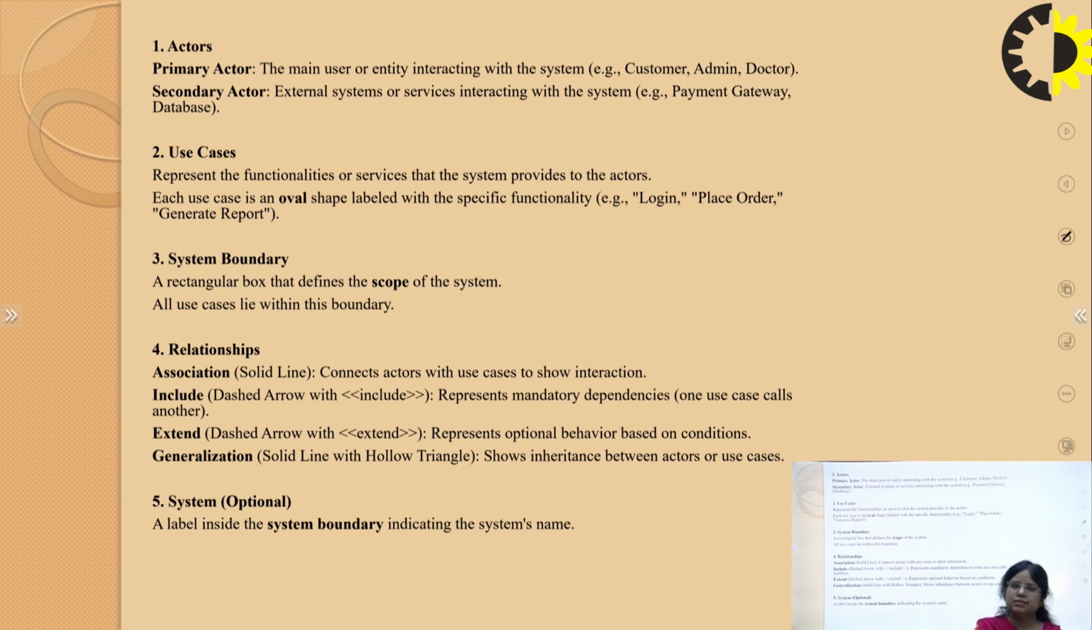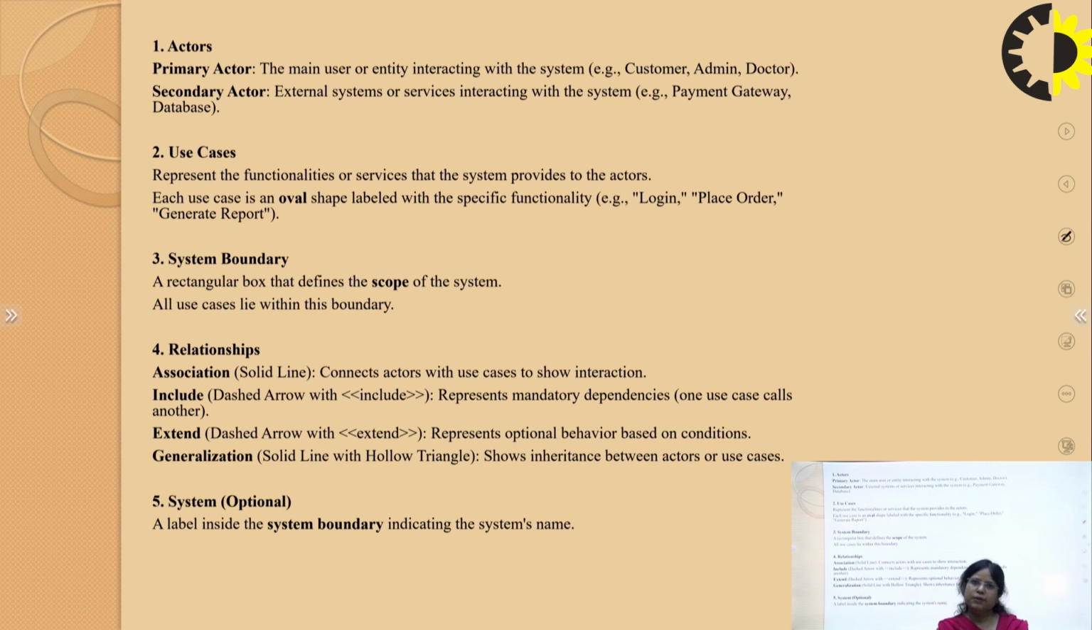The next category is the secondary actor. These secondary actors are the external users or external systems or services which interact with the system, like a payment gateway or database. Whenever we use some online shopping site, before purchasing any product, we need to order that particular product, and after that we move to the payment gateway.